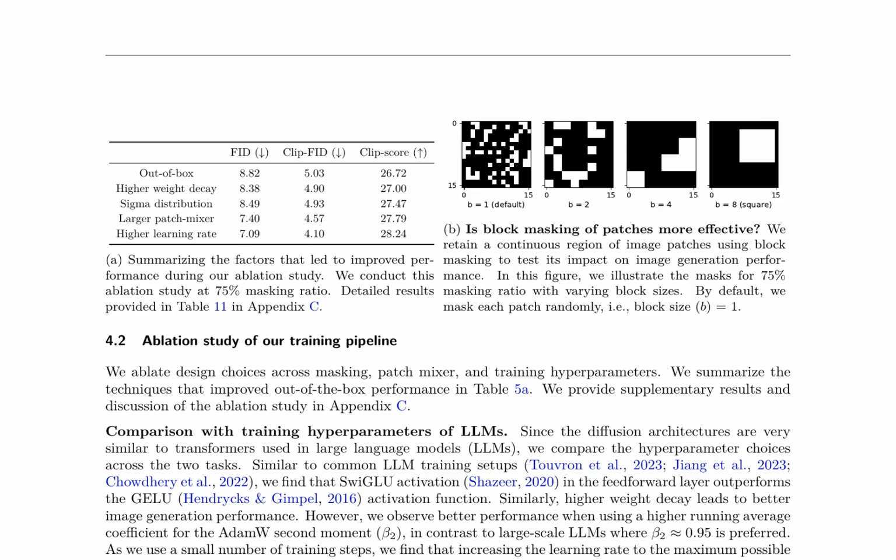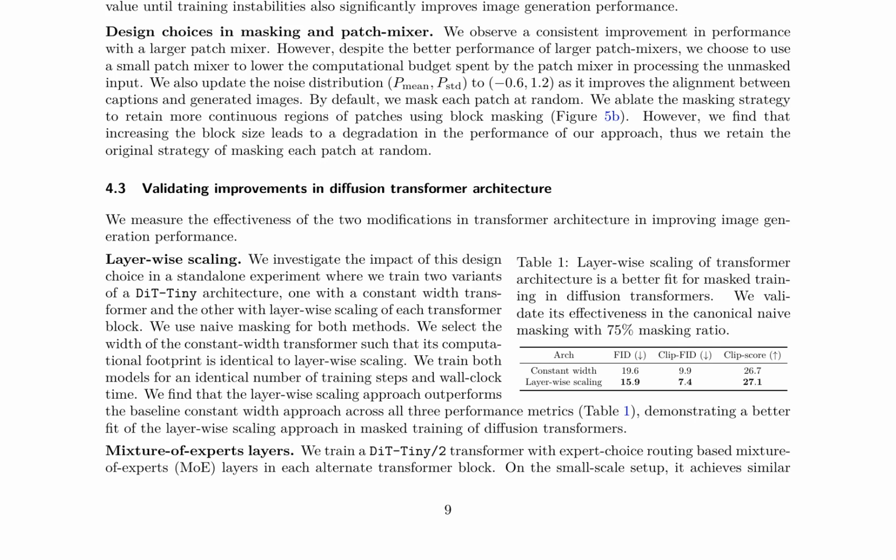The authors also compare their approach with training hyperparameters commonly used in large language models, LLMs. They find that using SwiGLU activation in the feedforward layer outperforms GELU activation, and higher weight decay leads to better image generation performance. However, they observe better performance when using a higher running average coefficient for the AdamW second moment, beta 2, in contrast to LLMs where beta 2 approximately equal to 0.95 is preferred.